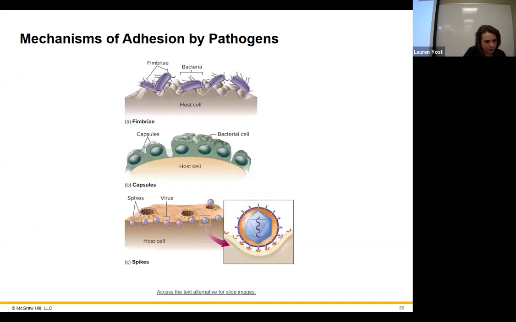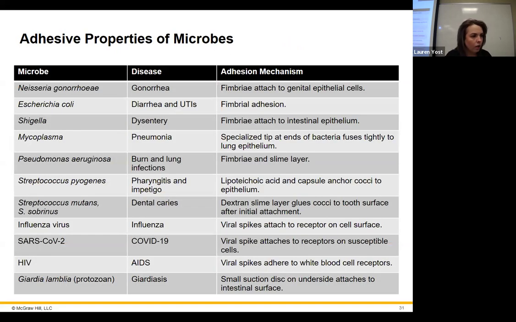But yeah, here's some pictures of what I said. Fimbriae at the top, capsule in the middle, and the glycoprotein associations with the spikes and the cell proteins at the bottom. All right, here are some examples you could look through if you were interested, of how certain microbes are going to get in, whether they use fimbriae or slime layer or whatever.